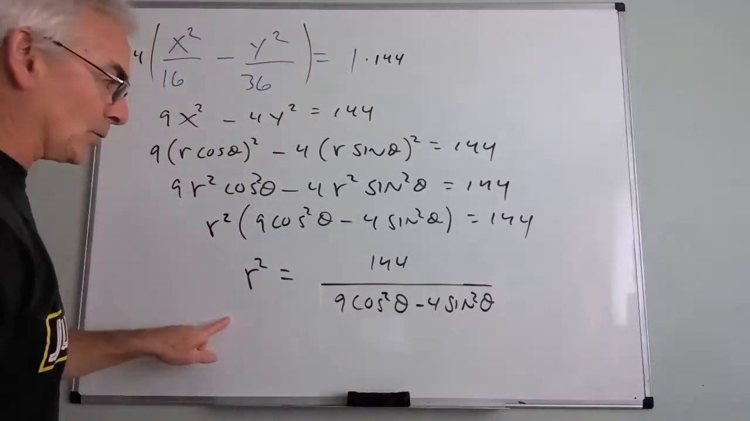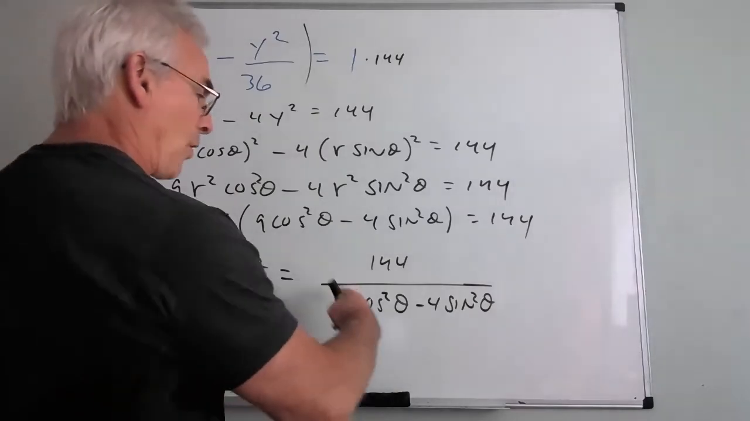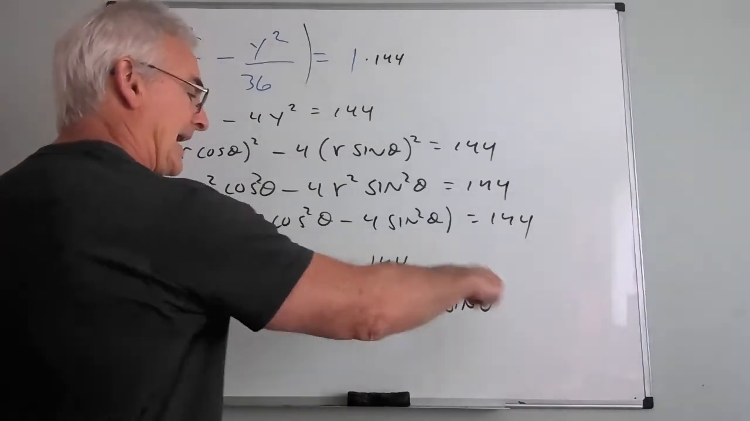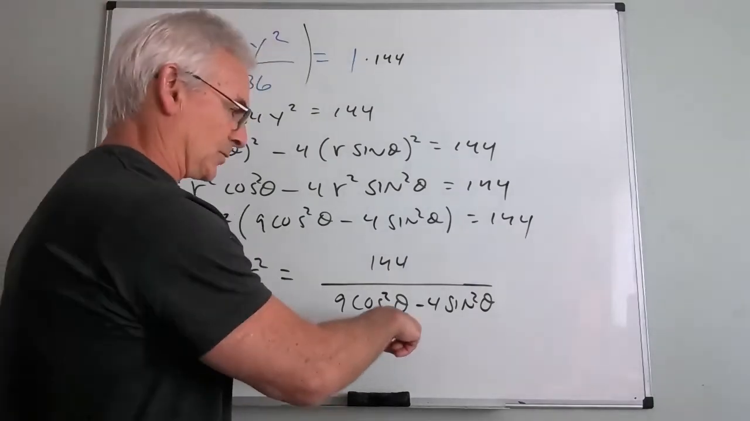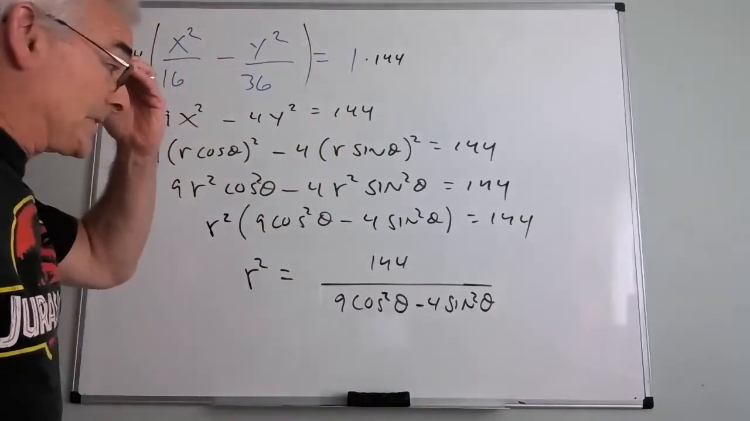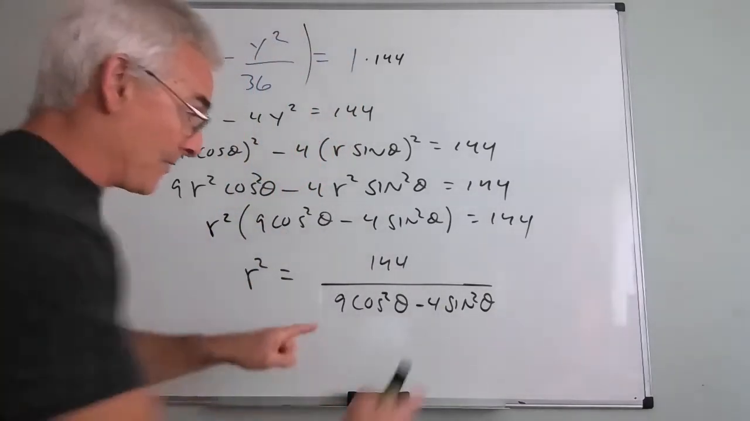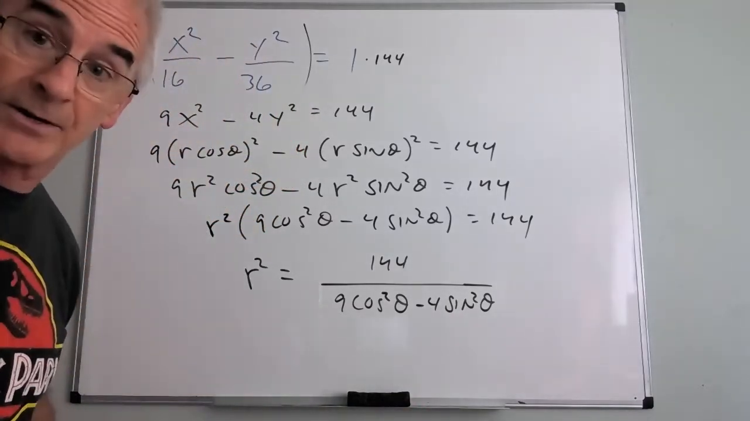Can I write R equals? Well, got to be careful. This quantity right here can be negative, and that's a problem, isn't it? So how could this quantity be negative? Well, if theta was pi over 2, I'd be negative. Oh, so I am definitely limited. That bottom quantity can't be negative because this is an R squared.